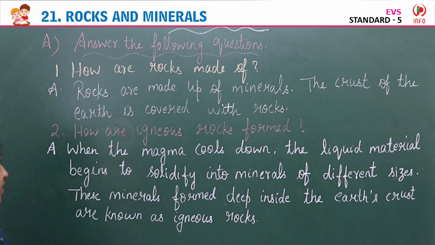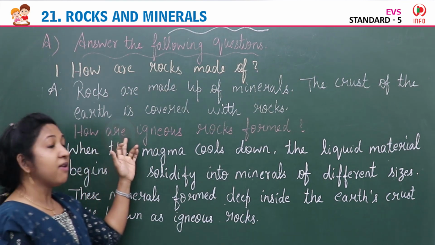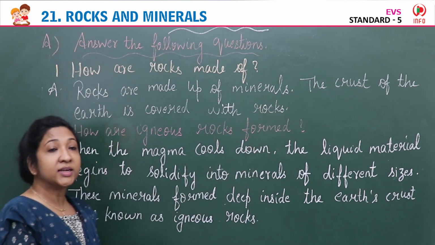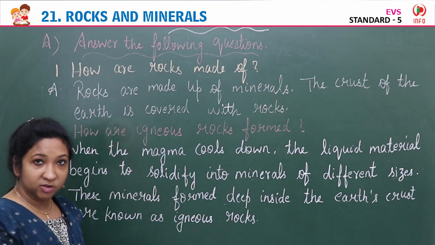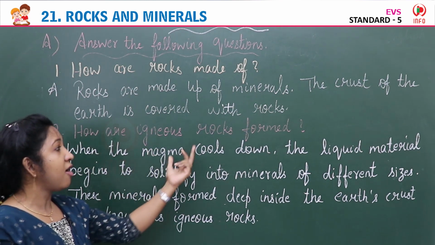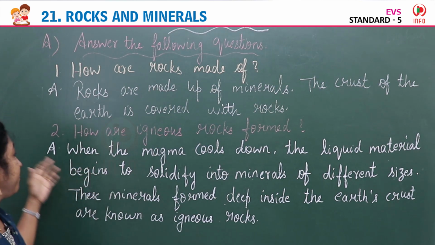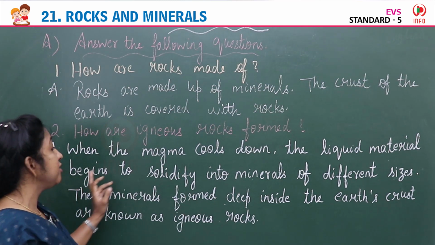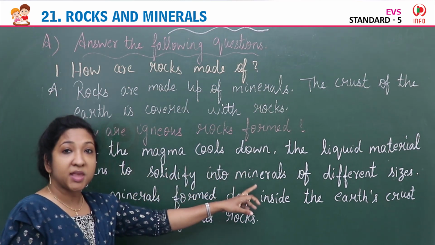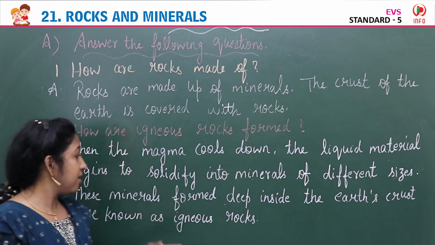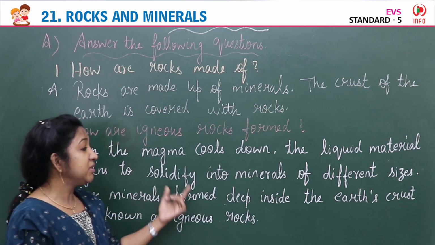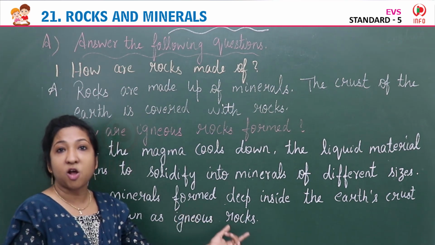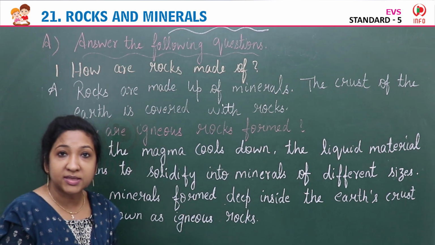Now coming to the second question. Second question is, how are igneous rocks formed? So there are different types of rocks you learned, and among them one is igneous rock. So how are igneous rocks formed? Answer, when the magma cools down, the liquid material begins to solidify into minerals of different sizes. These minerals formed deep inside the earth crust are known as igneous rocks.